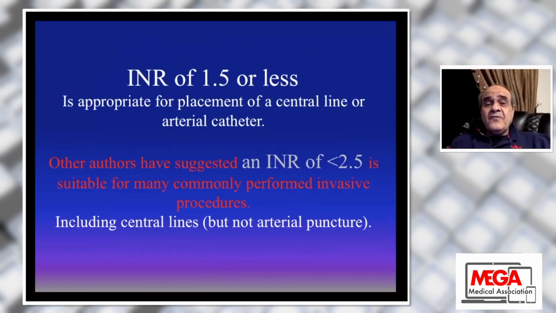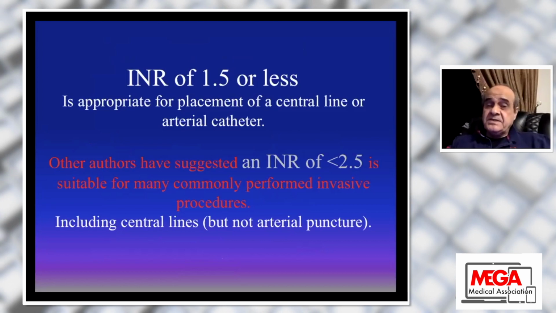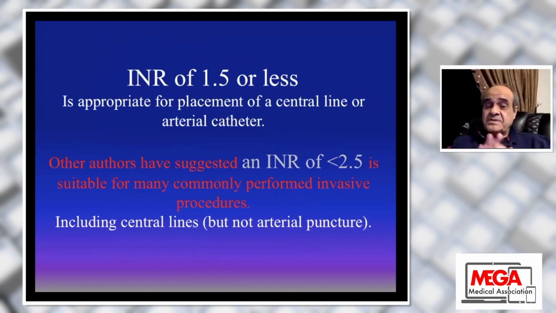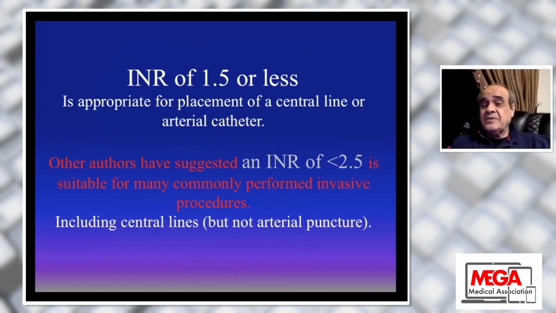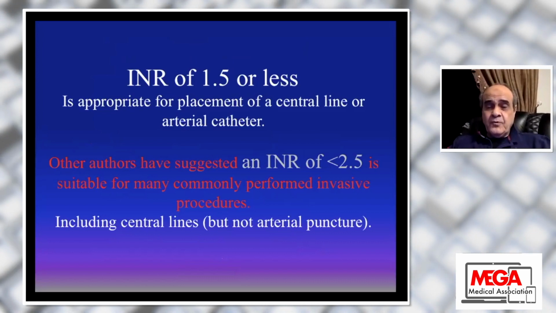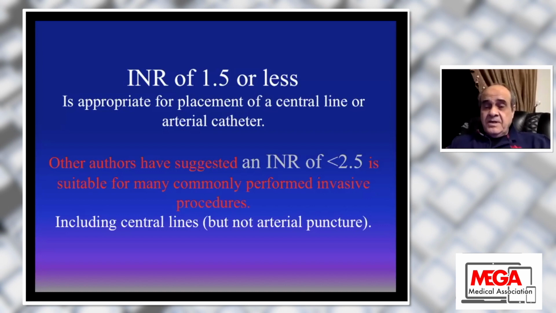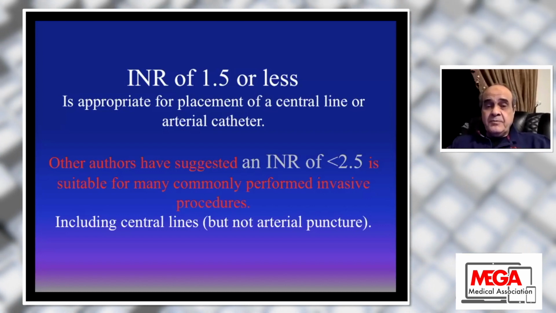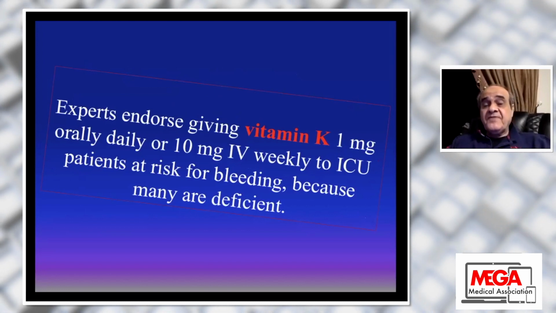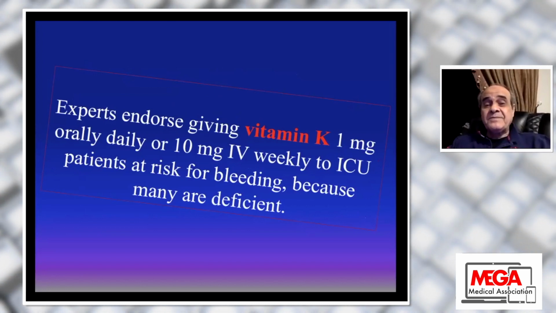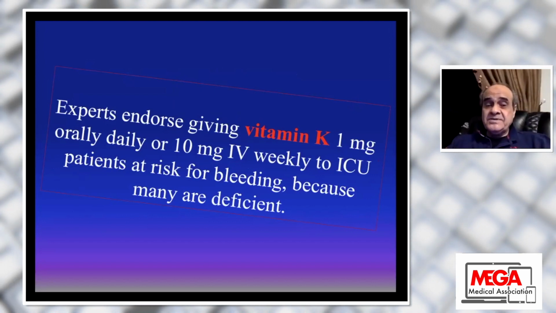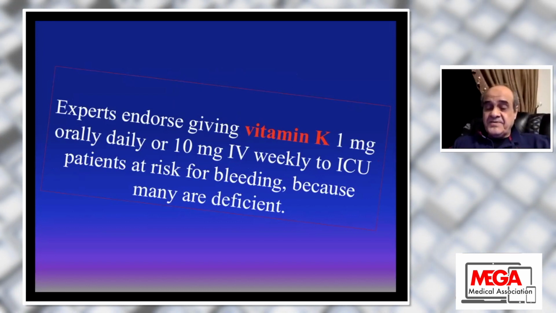With an INR of 1.5 or less, we can insert a central venous line. We can insert even a central venous line in a patient with INR less than 2.5. But an arterial line, we can't. We have to improve it first, or transfuse fresh frozen plasma or prothrombin complex concentrate. Experts endorse giving vitamin K 1 milligram orally daily or 10 milligrams IV weekly to ICU patients at risk for bleeding, because many critically ill patients are deficient in vitamin K in the ICU.